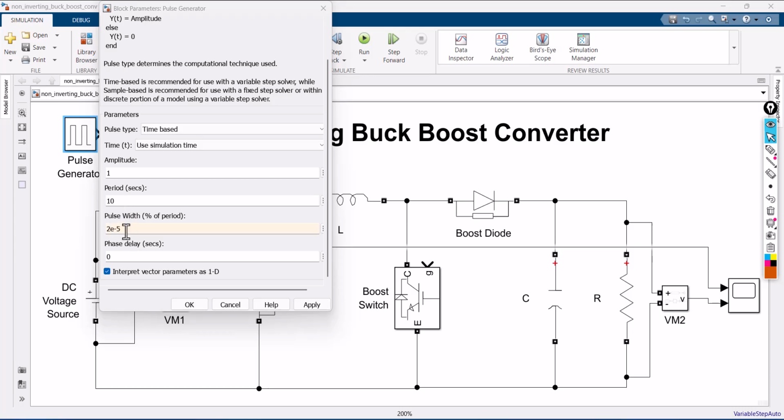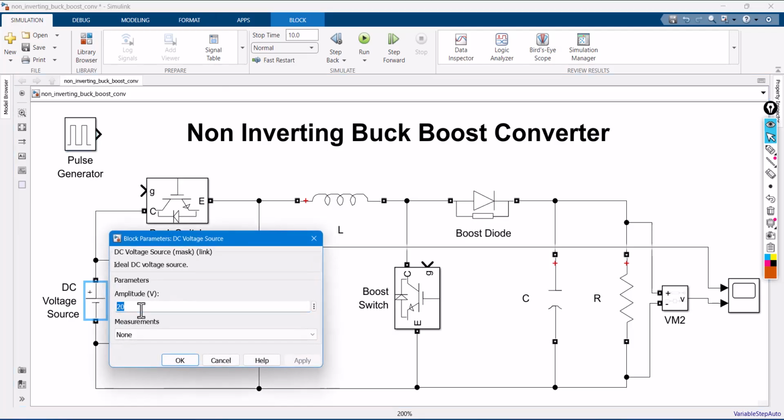So I'm wrongly entering this one. This is the period, 2e-5 here. So 2e-5 is here. Pulse width I will do later. Apply.